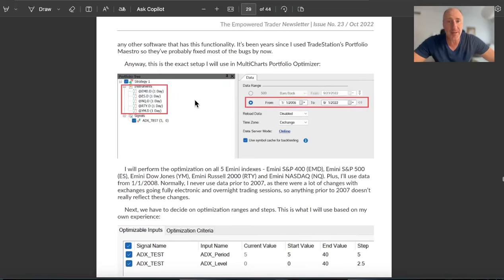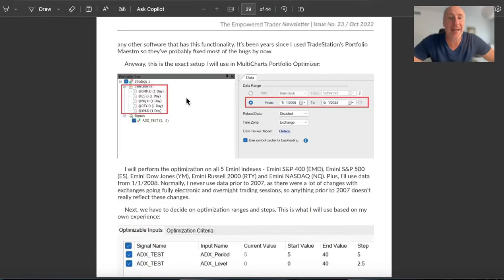But what I can do, especially in programs like MultiCharts, is trigger this test on all the other indexes. So we have EMD, which is E-mini S&P 400, E-mini S&P 500, E-mini Nasdaq, E-mini Russell 2000, and E-mini Dow Jones. So that's the key part. We want to calibrate on the entire sector. If you want robust calibration, you need to start thinking sector-based and you calibrate on the entire sector.